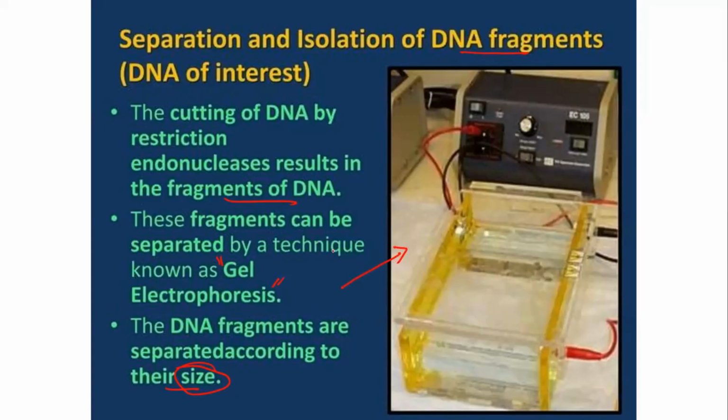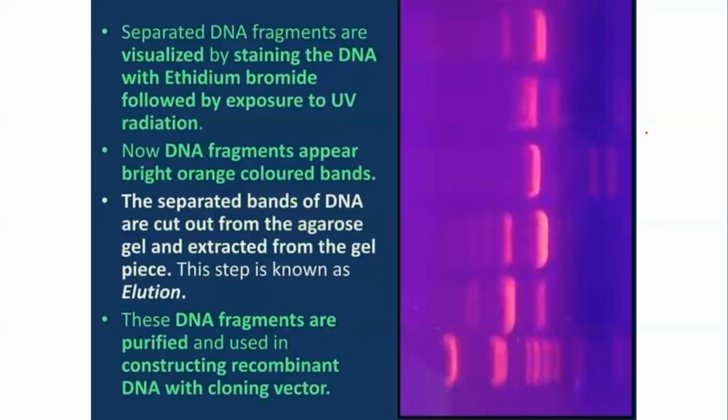It is a technique where we use electricity, the current, to separate a particular biomolecule. The separation is based on the charge they possess and the size of the molecule. As DNA is negatively charged, it is an anion, and it will move toward the cathode, isn't it? That will happen in a uniform way, and based on size we can separate the DNA fragments, because each DNA fragment will be of a different size.